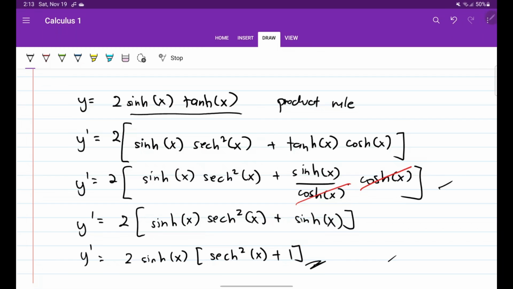Okay? So yung pagkuha ng ganitong derivative ng mga hyperbolic functions is again just the same ng mga iba. So kailangan kabisaduhin nyo lang kung ano yung derivative ng mga certain hyperbolic functions.